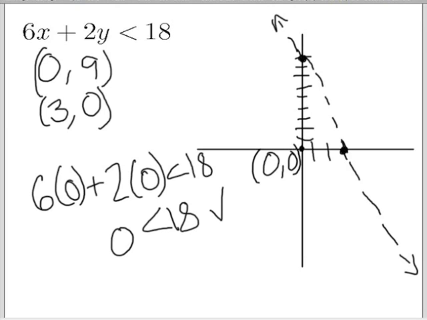This is true, so we shade everything on the same side as 0, 0 of that line. So we shade everything in this direction on this side of the line. Shading doesn't have to be the neatest thing in the world, just so we know which side of the line we are supposed to be shading in.